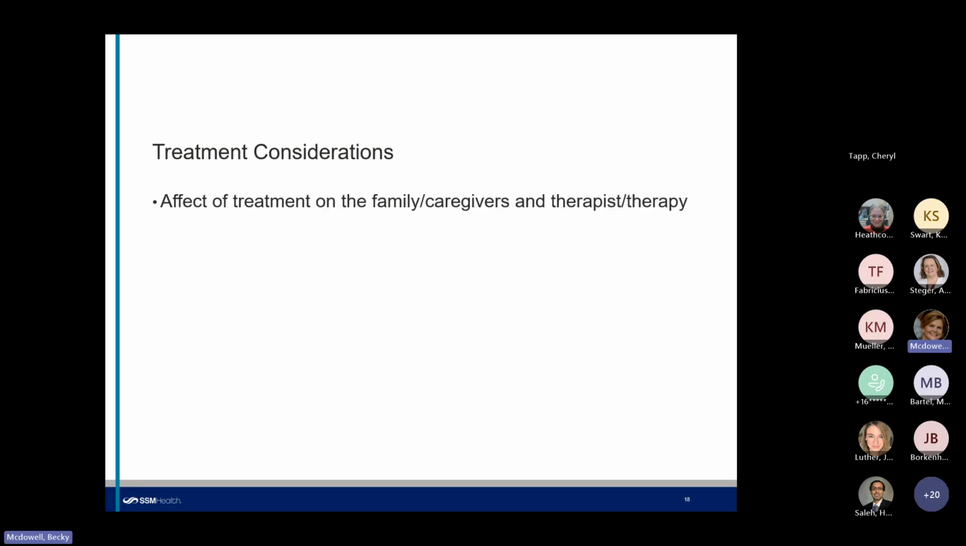So when considering treatment, I always consider the patient, but I also want to look at the family and caregivers as well as the therapist and how they're doing in therapy. So I try to talk to the family and caregivers and find out what they're seeing at home and what activities the patient's especially struggling with. Are they struggling with putting clothes on and off because their muscles are so tight they can't get their arm through the openings in a t-shirt?